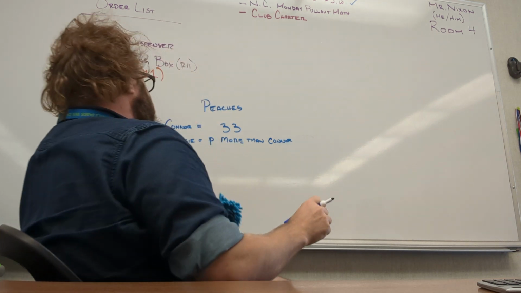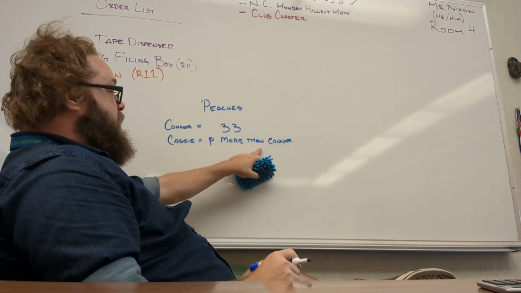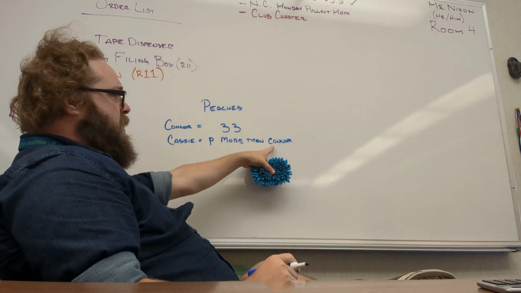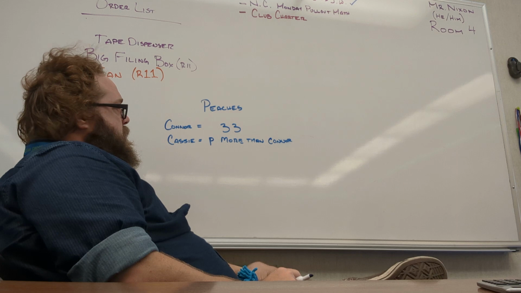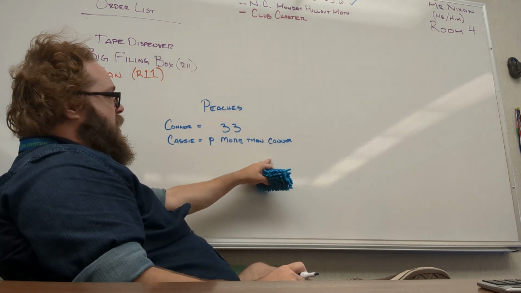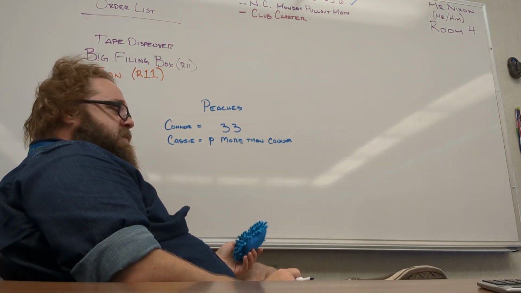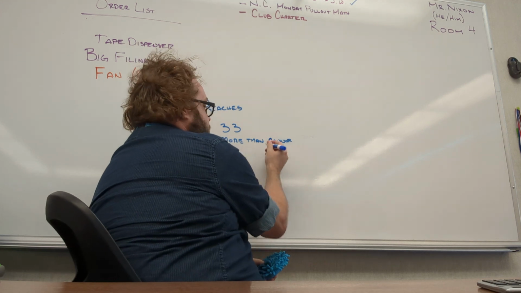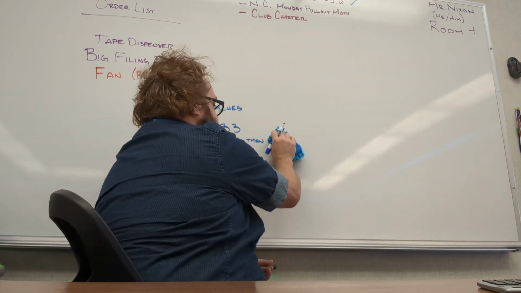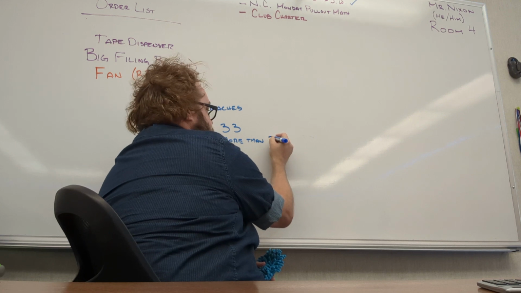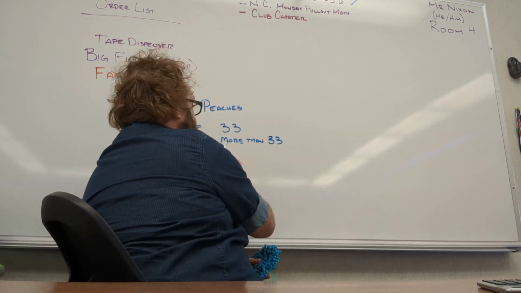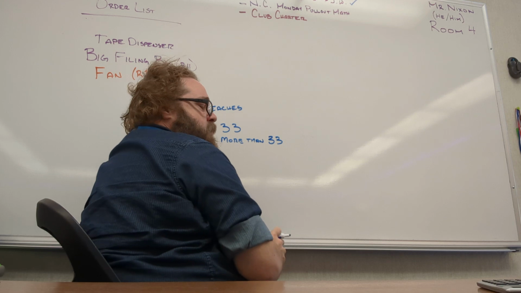Okay, so she sold P more than Connor did, right? Well, how many do we know Connor sold? Cassie sold P more than Connor, but how many did Connor sell? 33. So P more than, we can change this right here because we know what it is. P more than what? How many did he sell? 33. So P more than, what does more than mean? How do we do more than in math?